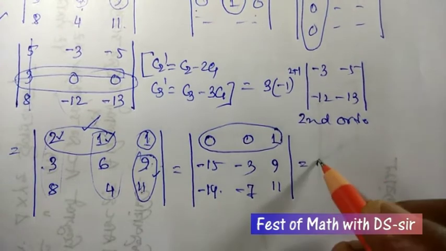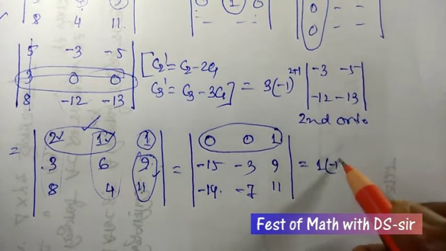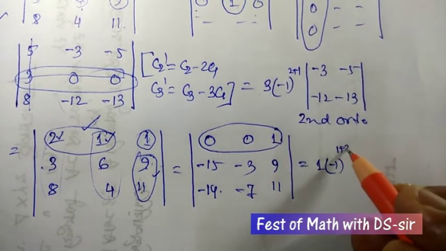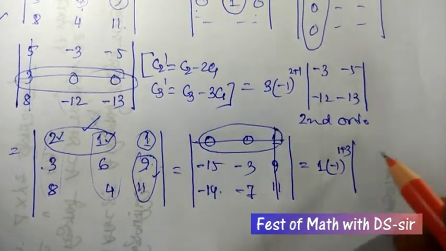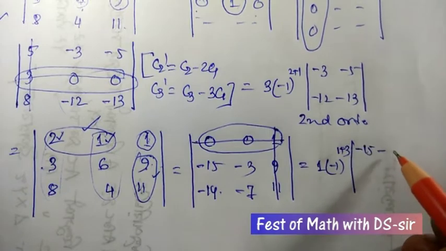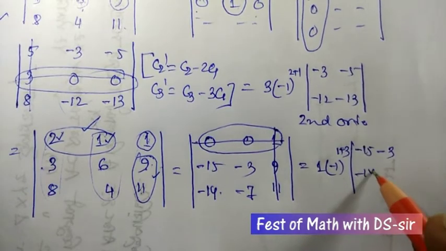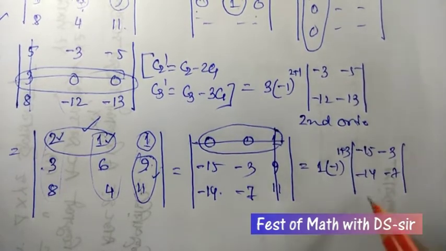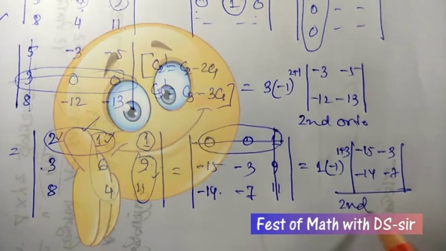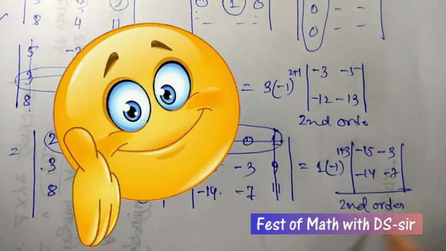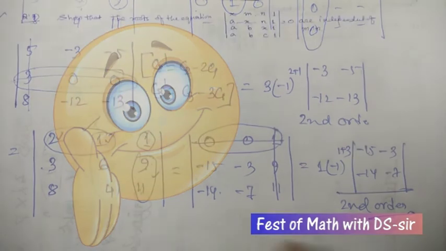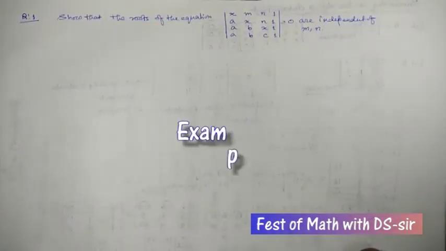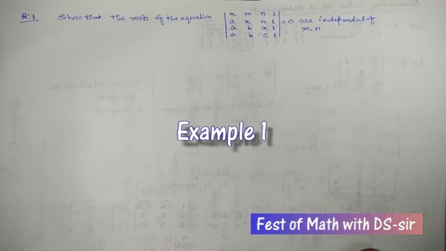So it is 1 into, it is my 1, 3 element, 1 plus 3. Eliminate this row and this column. So minus 15, minus 3, minus 14, minus 7. Now see, this is of second order, and our goal is achieved. Now this is our first example.